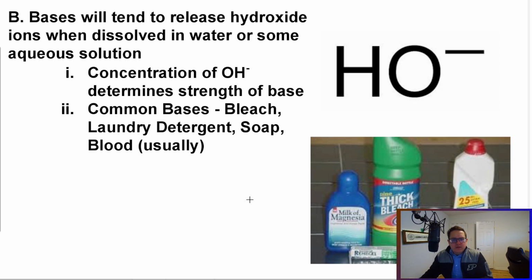So when you look at a base, we talk about the concentration of OH, or hydroxide ions. The concentration of hydroxide ions determines the strength of the base. The stronger the concentration, the stronger the base.